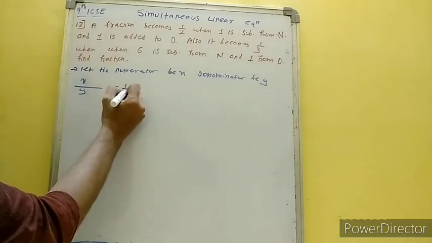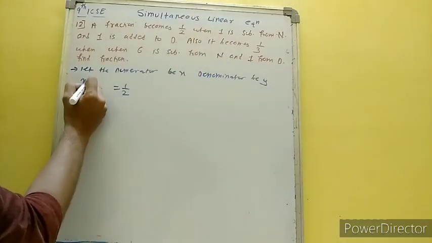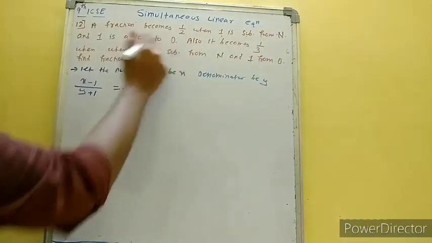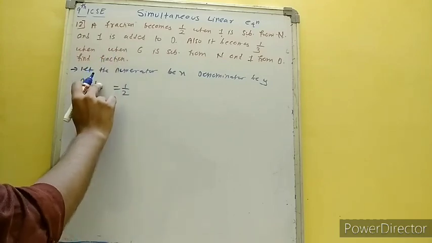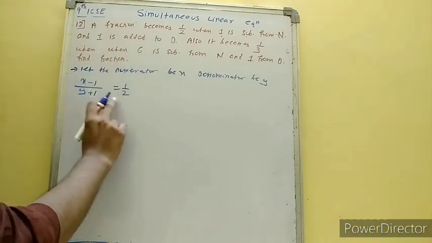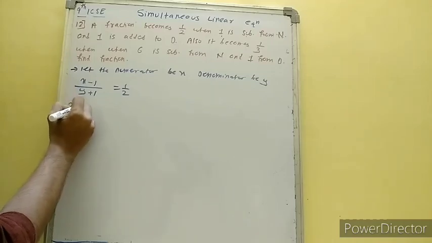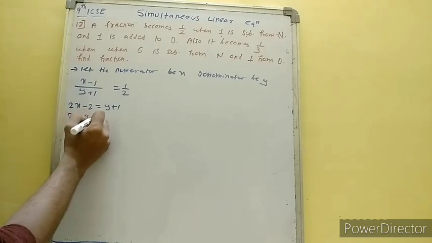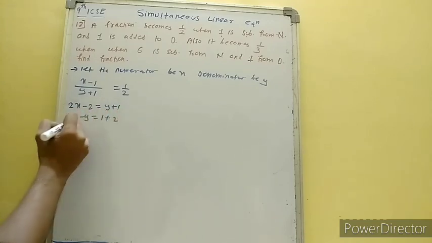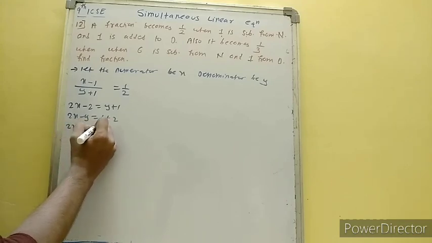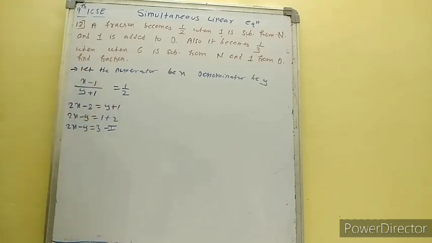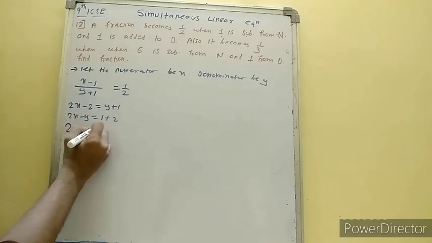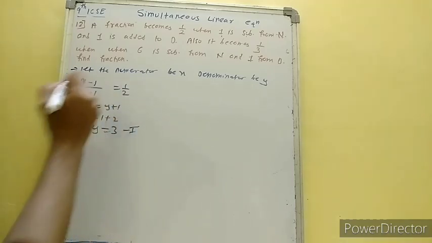The fraction becomes 1 upon 2 when 1 is subtracted from the numerator and 1 is added to the denominator. So 2 will go there. We have 2x minus 2 is equal to y plus 1. 2x minus y is equal to 1 plus 2, that is 2x minus y is equal to 3. This is my first equation.